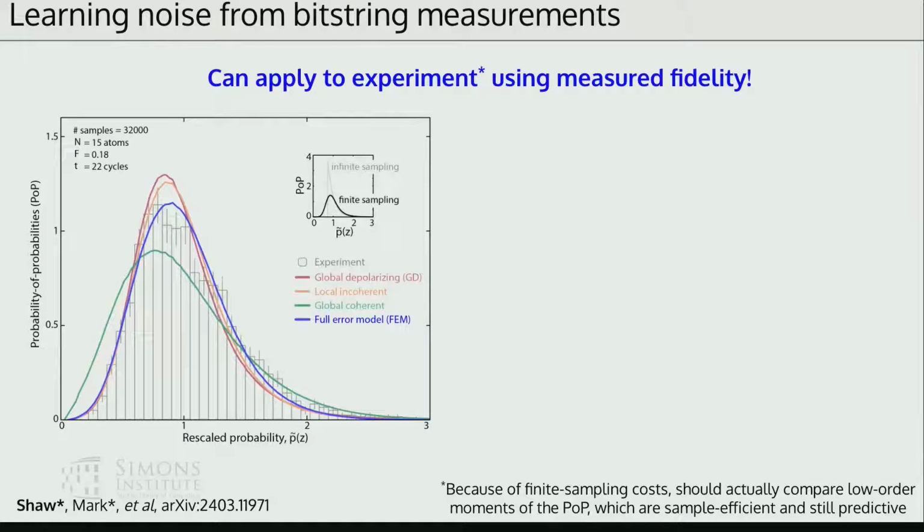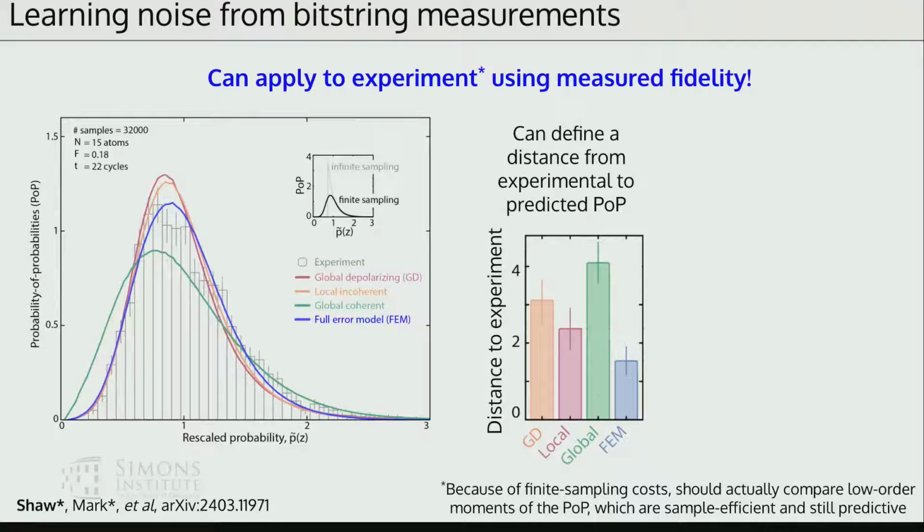But basically here, I'm showing experimental data as the gray bars. And then for a couple of different noise models, including our ab initio full error model, I'm plotting the analytically predicted probability of probabilities distributions. You can see visually already that maybe the full error model shows the best agreement.